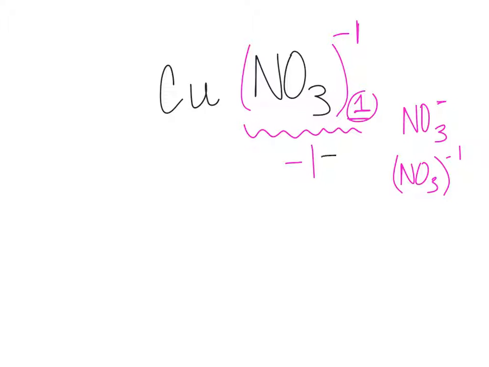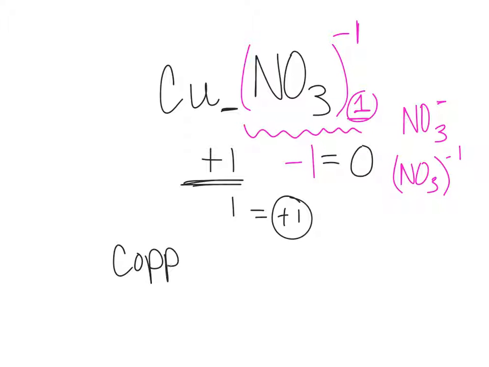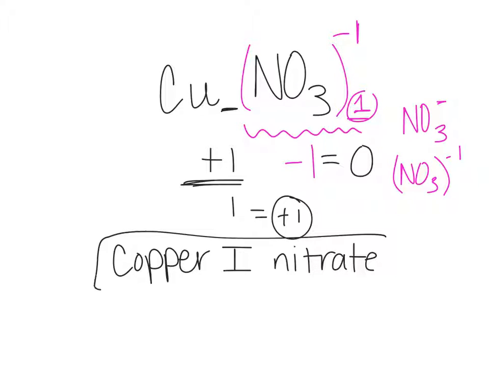These have to balance out to equal 0, so that would mean this would have to be a +1. We are going to divide it by the number of coppers that we have, so we only have 1, and that gives it a +1 charge. So our name would then be copper 1 nitrate.